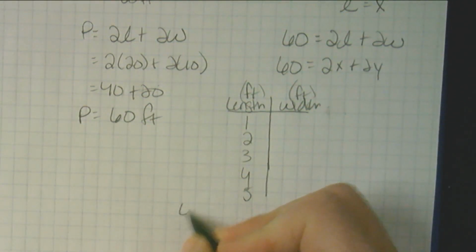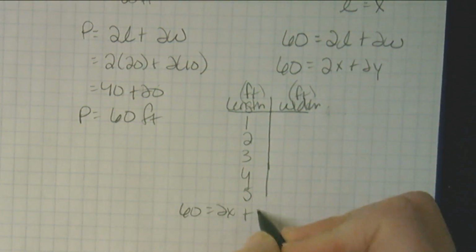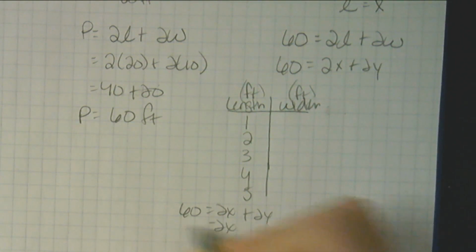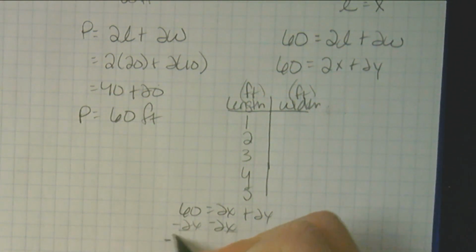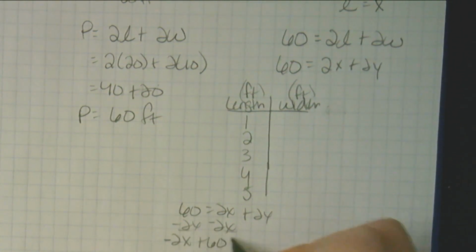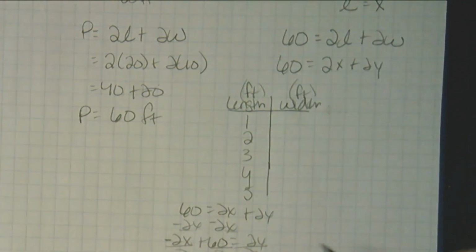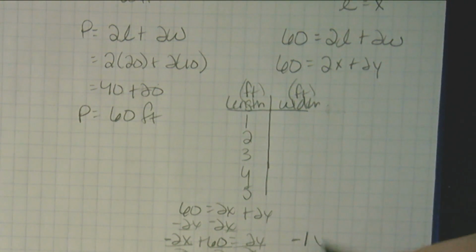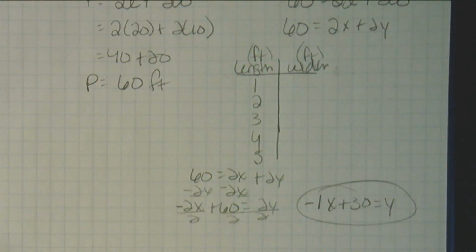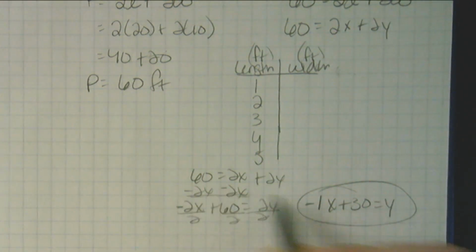So I have 60 is equal to 2x plus 2y. I'm going to subtract 2x from both sides. So I have negative 2x plus 60 is equal to 2y. Divide each side by 2. So I end up with negative 1x plus 30 is equal to y. So I'm going to use that for my calculations. You didn't have to, but I'm doing the same calculation over and over and over again. I feel like that might be an easier way to do it. If you didn't, that's okay.